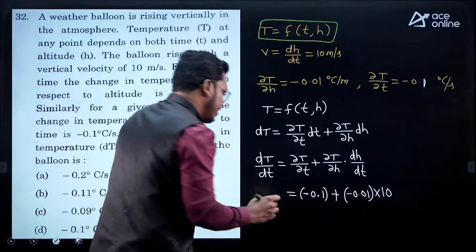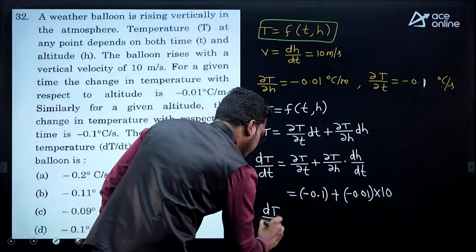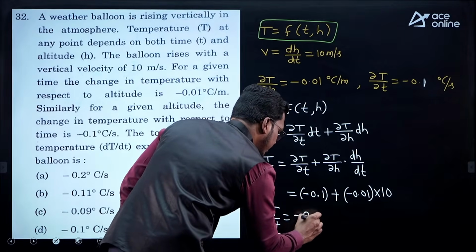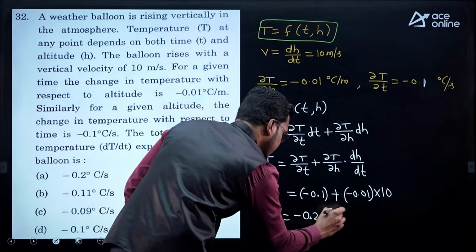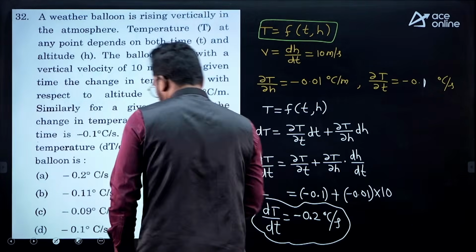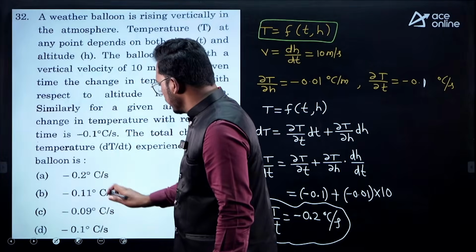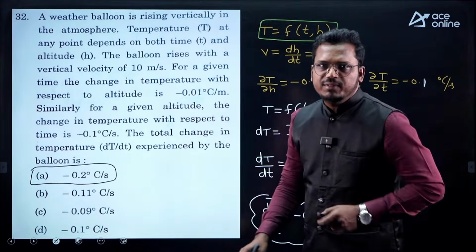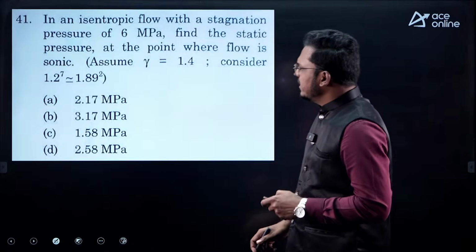Velocity is given 10. If you solve this, dT by dt, the change in temperature with respect to time, you will find minus 0.2, temperature in degree Celsius, time in second. So minus 0.2 is your correct answer. If you check here, A is your correct answer. For this question, option A will be the correct choice. Right. Let us check the next question.